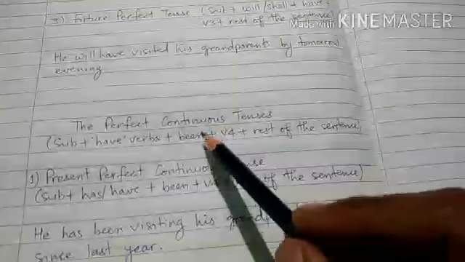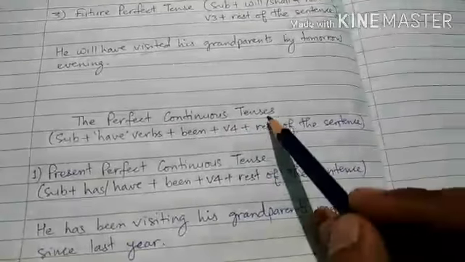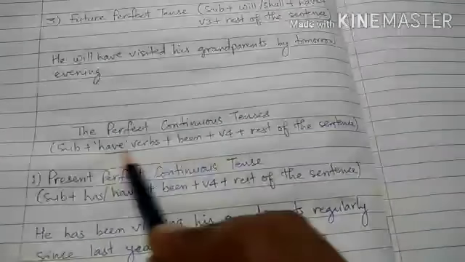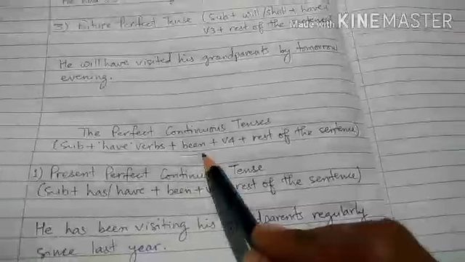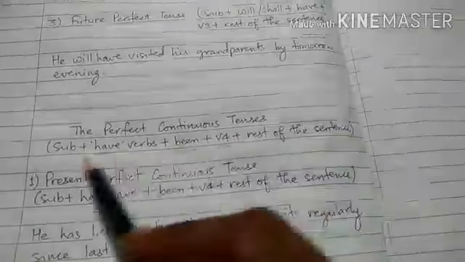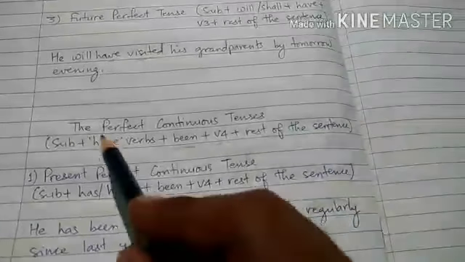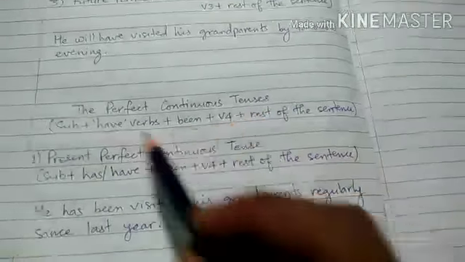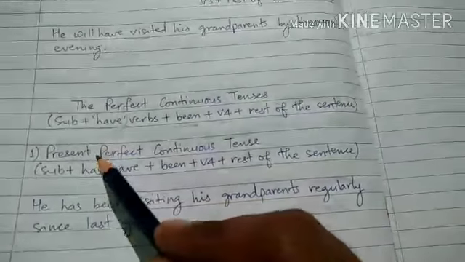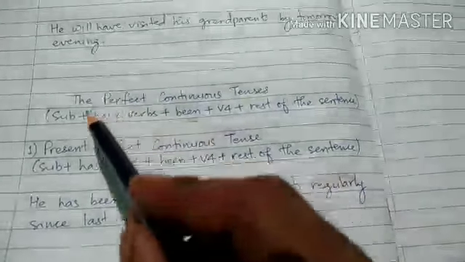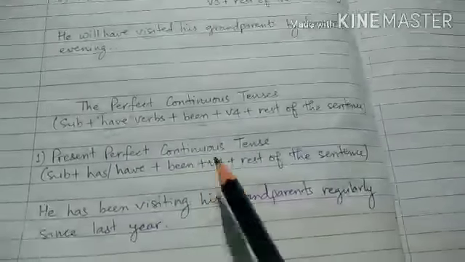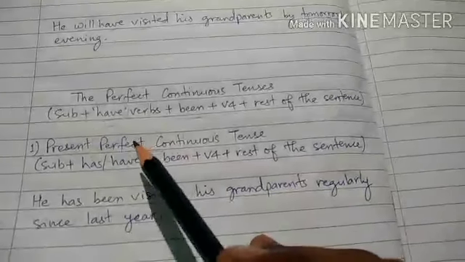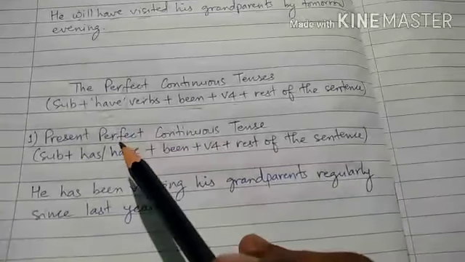Now we will move to the perfect continuous tenses. Perfect continuous tenses: subject plus have verbs again plus been plus verb-ing plus rest of the sentence is the complete structure of sentences in the perfect continuous tenses. But here also we have to understand which have verb do we use in present perfect continuous tense, again which have verb do we use in the past perfect continuous tense, and which have verb do we use in the future perfect continuous tense? Let us see.